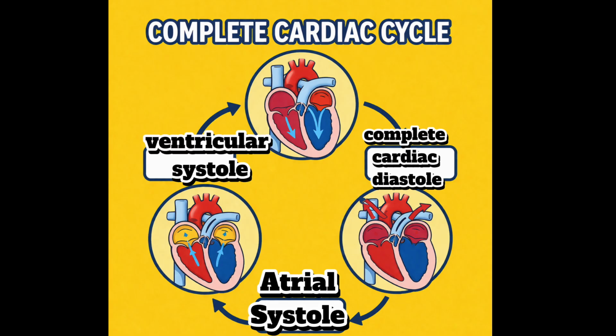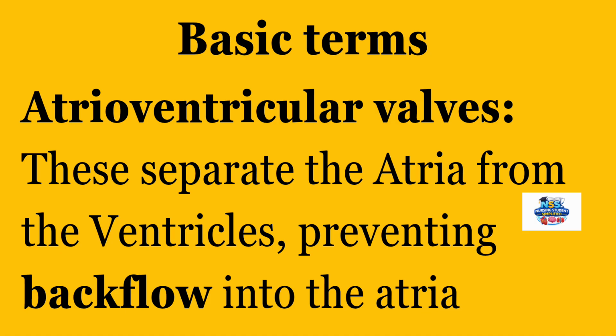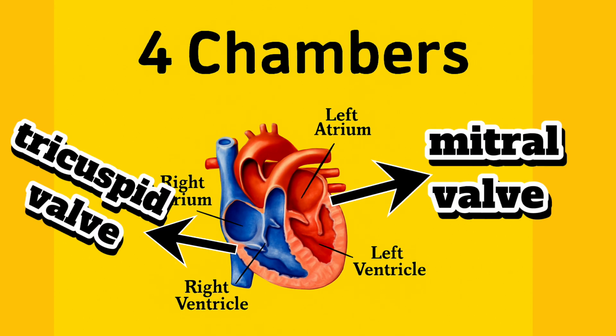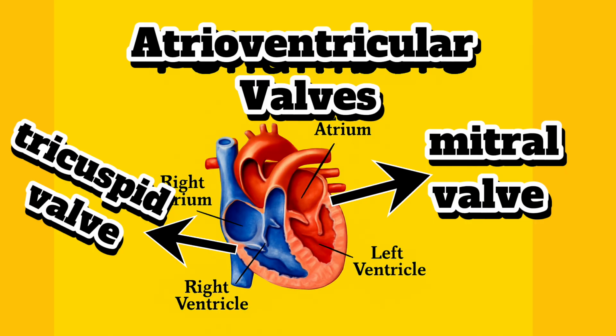As always, we start with the definition of some basic terms you always hear whenever you're trying to read about the cardiac cycle. We have the atrioventricular valve. These are the valves that separate the atria from the ventricle. That is the upper chamber of the heart from the lower chambers. And we have the mitral and the tricuspid valve. Together, they are called the atrioventricular valve.